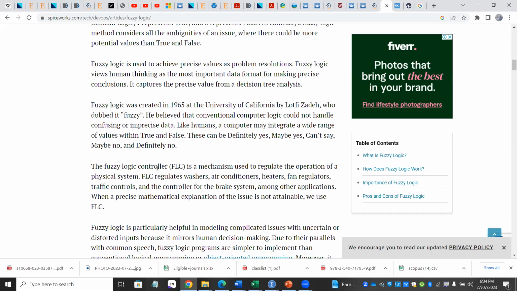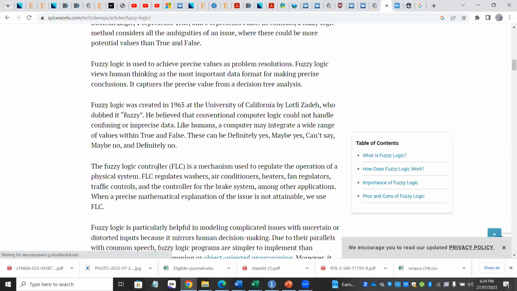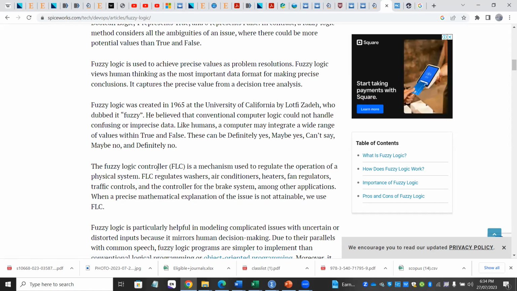Okay, so he believed that conventional computer logic could not handle confusing or imprecise data. Like humans, a computer may integrate a wide range of values between true and false. These can be definitely yes, maybe yes, I can't say, maybe no, and definitely no.